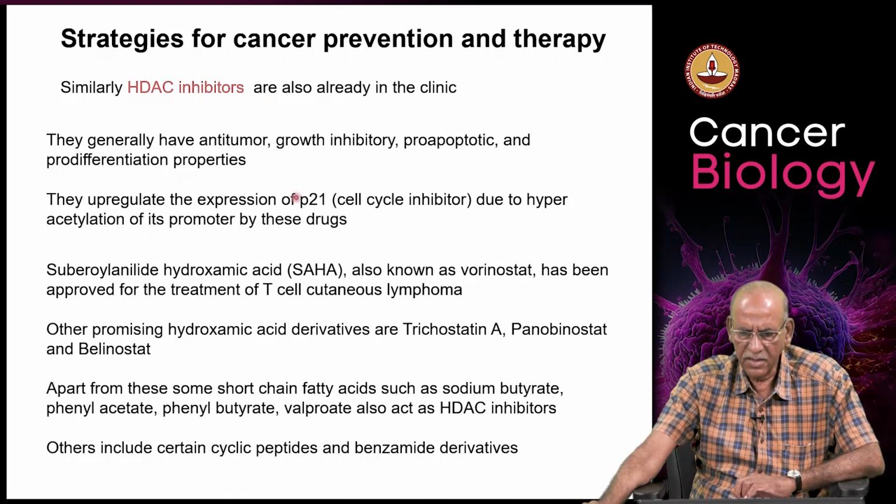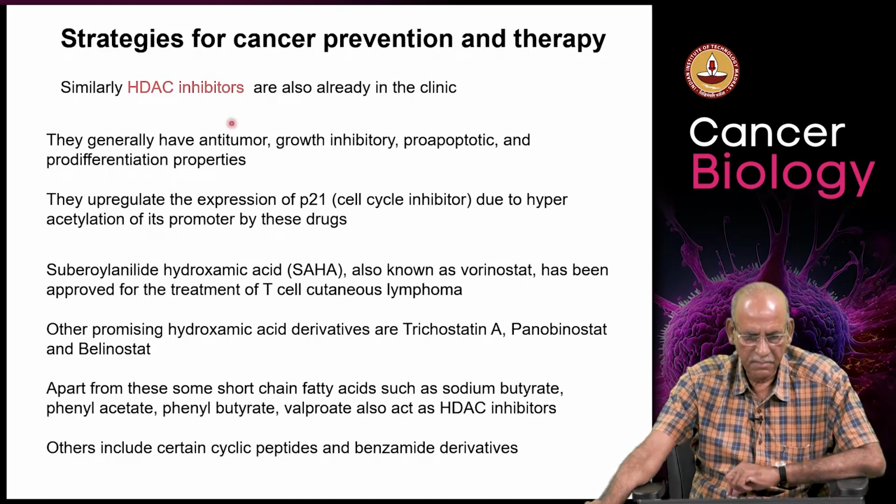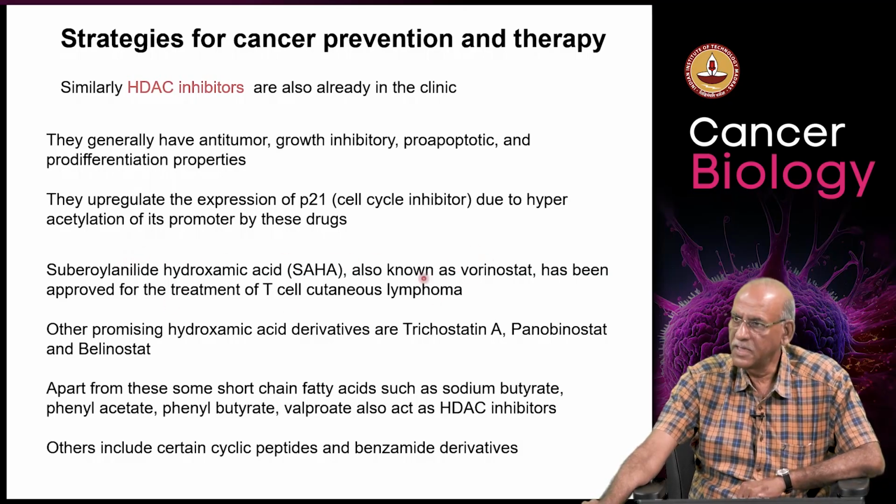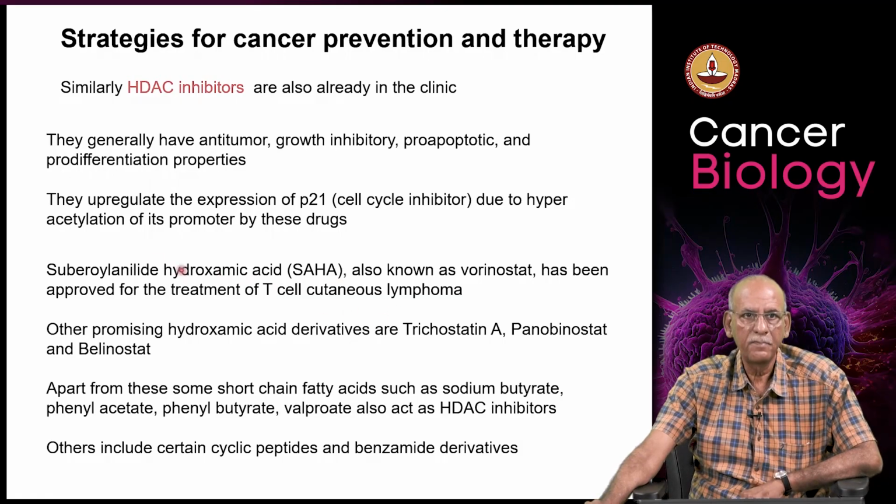HDAC inhibitors are already in the clinic. Of course, the most important one I will discuss. It is called SAHA, suberoylanilide hydroxamic acid. Commercial name is Vorinostat. This is the most important thing. It has been approved for the treatment of T cell cutaneous lymphoma.